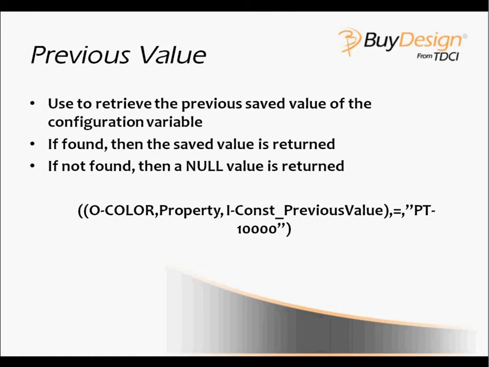Previous value. This constant is going to be used with the property operator to retrieve the previously saved value of a particular configuration variable. If it finds a value, it's going to return it for processing. If it does not find a value, then it's going to return a null value. We can use this also along with config mode and reconfig to determine how to set dynamic defaults. How do I determine if the user in a reconfig changed the value versus what was placed originally?